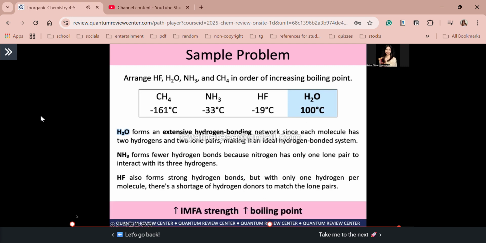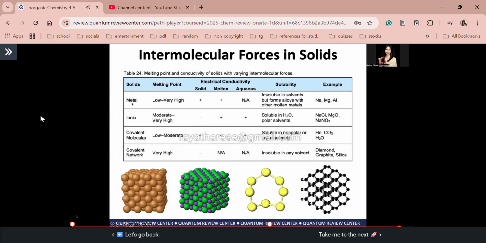And guys, the greater the ion phase strength, the higher the boiling point. Okay? Now, intermolecular forces are also crucial in explaining properties such as melting point, conductivity, and the solubility in solids. This is because the IMFA strength of solids affects the packing of particles and their resistance to change. Okay? So we have 4 types.